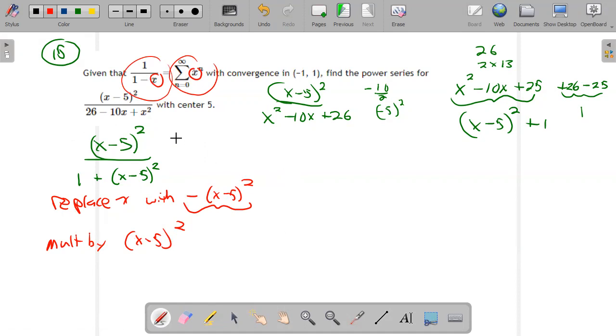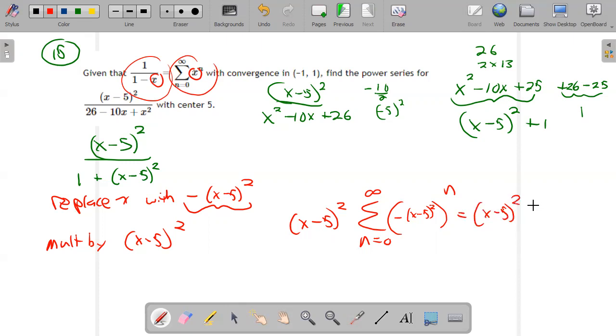So my series then, I'm going to multiply the outside of the series by x minus 5 squared. And as far as my sum goes, I rewrote this to look like that. To get them to match, I would have to do this substitution, which means replace x with this right here. So instead of an x to the n, I'm going to have a negative x minus 5 squared to the n. Now I can clean that up a little bit. The negative to the n, I'm going to pull that out as a negative 1 to the n to make it look alternating. So I've got x minus 5 squared times the sum as n goes from 0 to infinity.